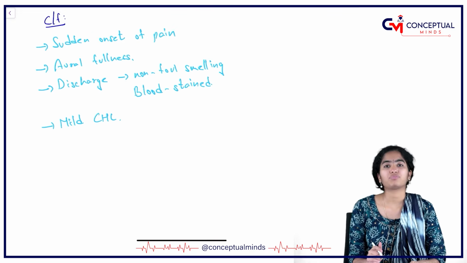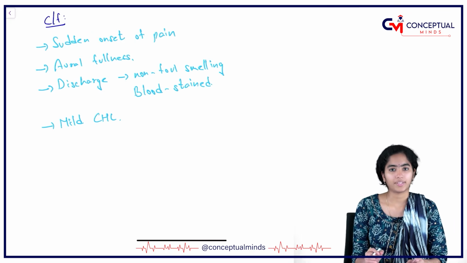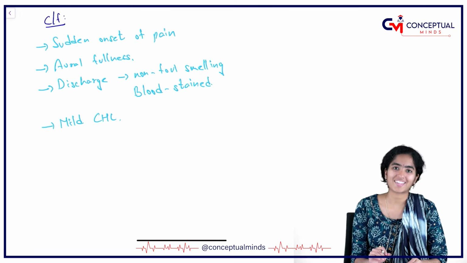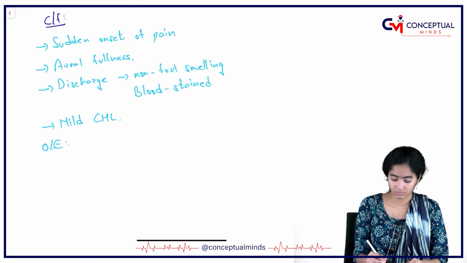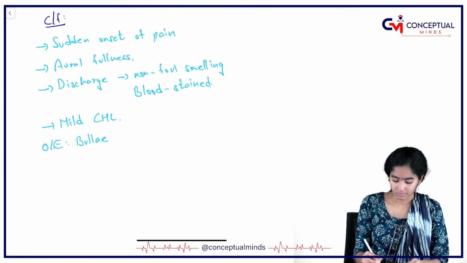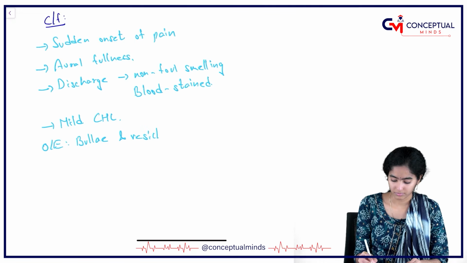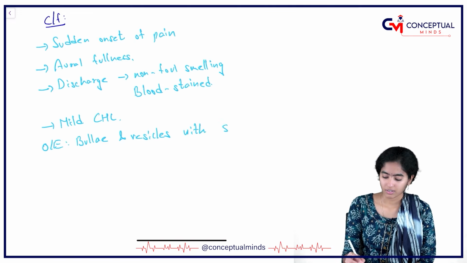When we examine, we will find blisters or bullae, and these are filled with serosanguinous and hemorrhagic fluid on the tympanic membrane or on the deep part of external auditory canal. On examination, what we see is bullae and vesicles with serous or hemorrhagic fluid.